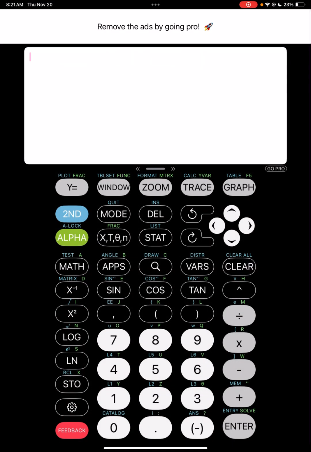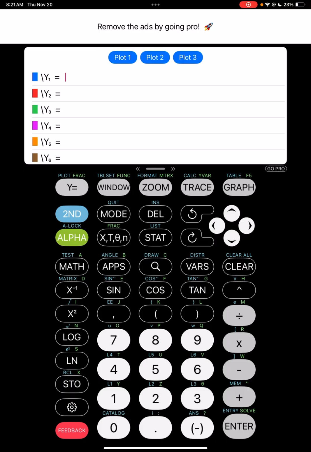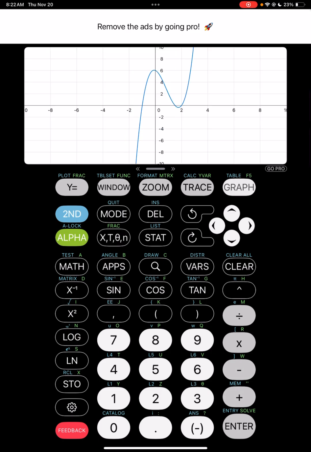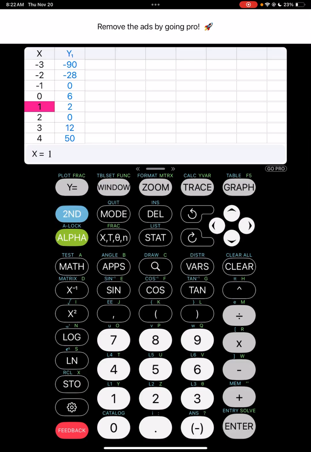Plug this in. 2x cubed minus 5x squared minus x plus 6. We can look at the graph and we see, okay, I have 3 x-intercepts, which makes sense. I should get 3 answers for x. Now let's look at our table to see where they are.